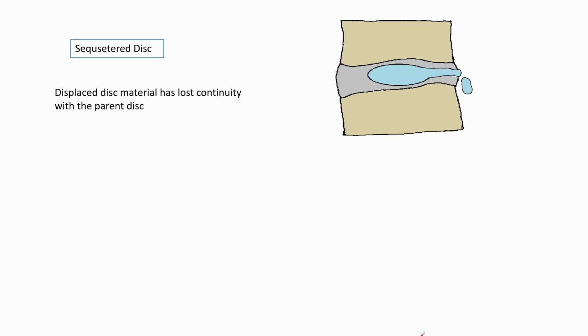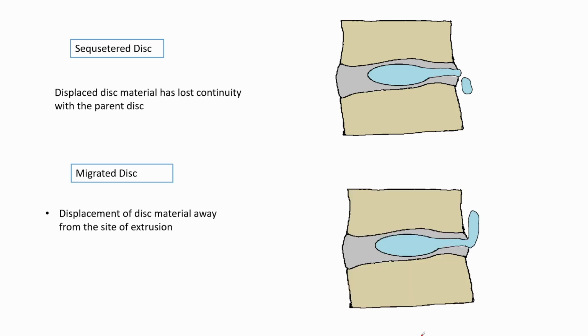What is a sequestered disc? It is a type of extruded disc. When the displaced disc material has lost continuity with the parent disc, it is known as a sequestered disc. And a migrated disc is displacement of the disc material away from the site of extrusion. Now this migrated disc may or may not be sequestered.